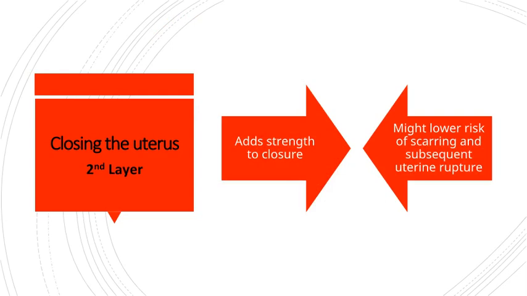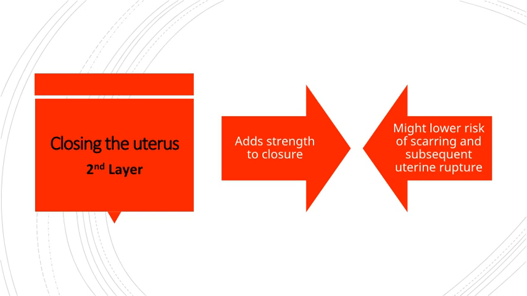This minimizes the risk of hematoma formation or infection. Uterine closure after a cesarean section can be performed using either a single layer or double layer technique. The double layer closure method involves closing the uterine incision in 2 distinct layers, which is traditionally considered to provide better support and healing by ensuring that all layers of the uterus are properly approximated.